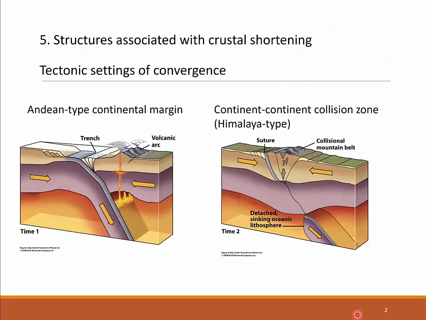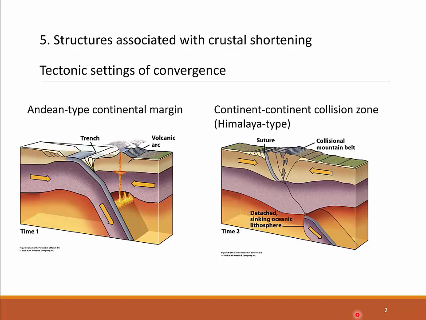Ladies and gentlemen, welcome to our chapter 5. In this chapter we are covering structures associated with crustal shortening, and this chapter consists of two parts. In the first part, this video, we are going to talk about structures that form typically in the brittle ductile transition. In the second part we will cover folds and folding.